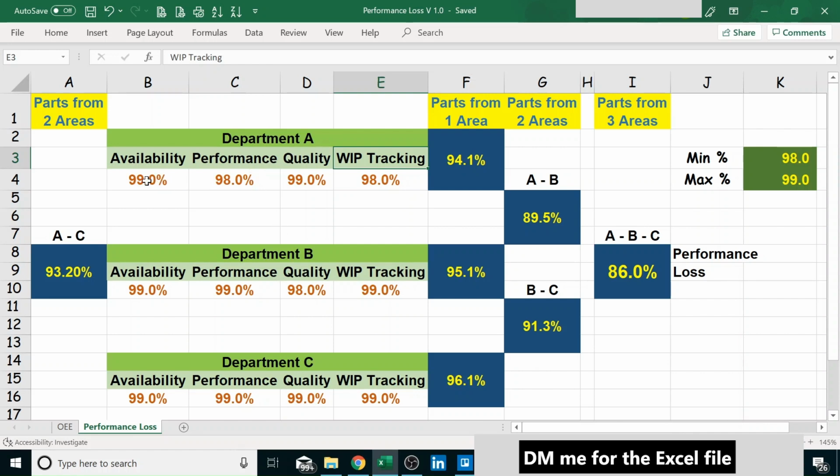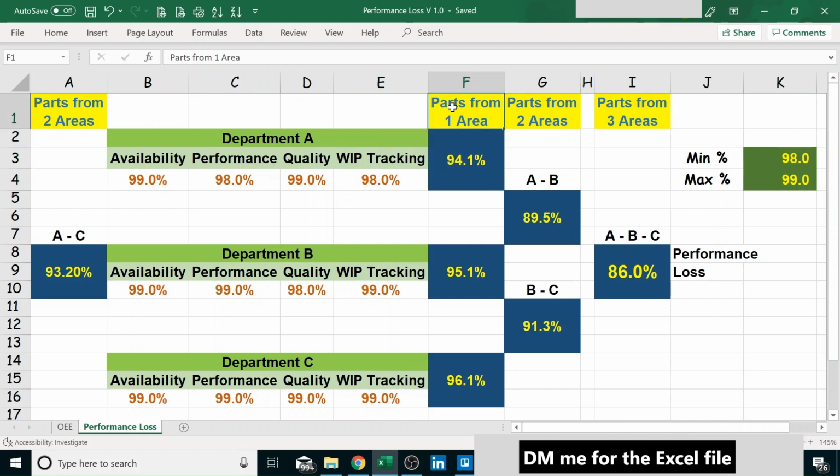So we have our OEE here and we have our work in progress tracking, and we have three departments. And let's say this is just one product to simplify things. Basically similar to the example, except we are adding another variable, another key indicator. And when we multiply the four numbers, we get this number.